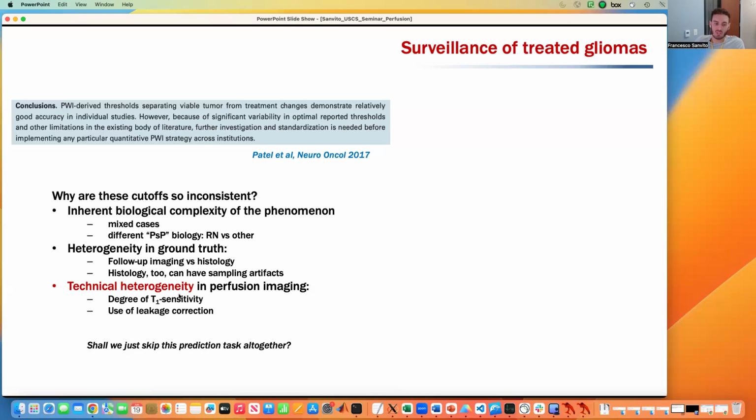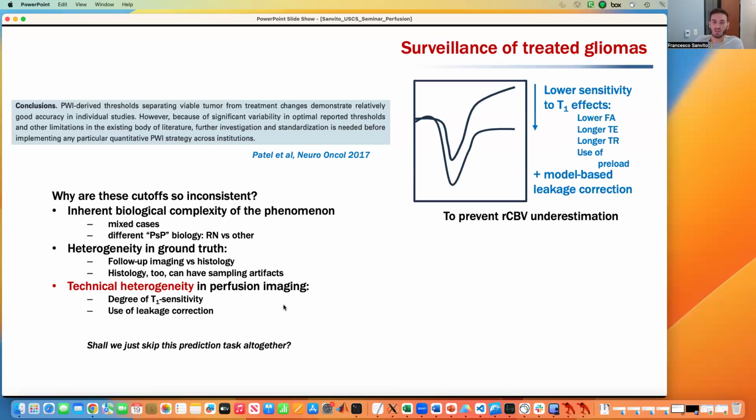And then there are technical heterogeneity factors in perfusion. As we said, there are different degrees of T1 sensitivity. Some studies used MRI protocols with more T1 sensitivity that underestimates CBV, and some studies used more modern protocols that have less T1 sensitivity, so they estimate CBV more accurately and it's going to have higher values than the other protocols. What are factors that lower the sensitivity of T1? Lower flip angle, lower echo time, lower repetition time, and the use of preload.